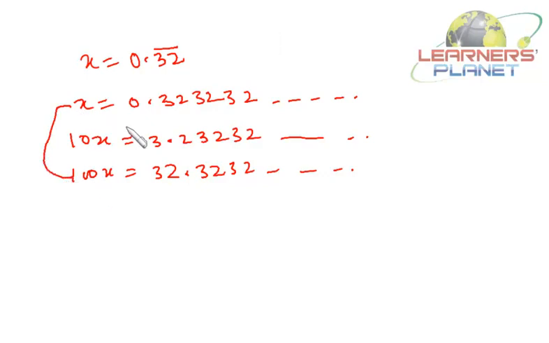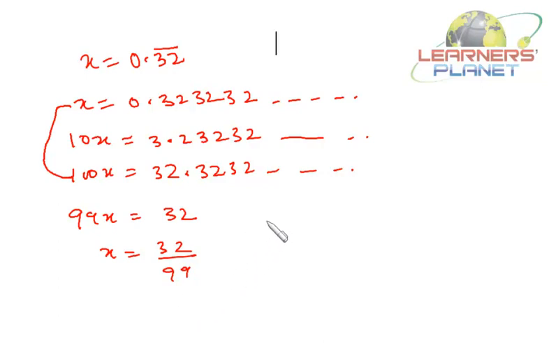Here it is 100x, here it is x, and the block of numbers after the decimal is the same. Okay, so I can deduct x from 100x on both the sides. So 100x minus x is 99x is equal to 32, since the numbers after the decimal will get cancelled. So x is equal to 32 by 99. We can draw a conclusion from both these examples that as many digits as are being repeated, those many nines will be there.